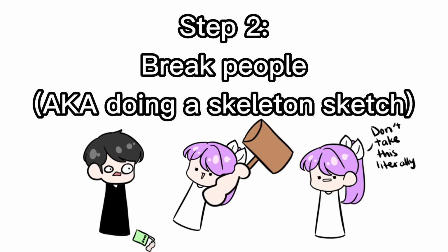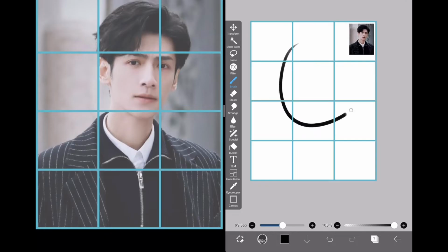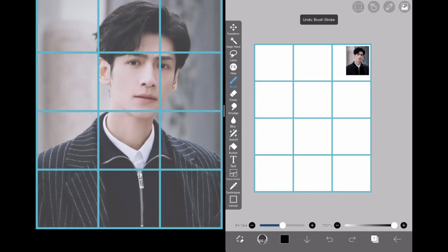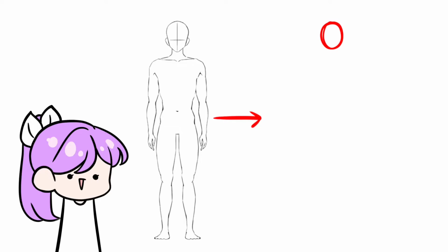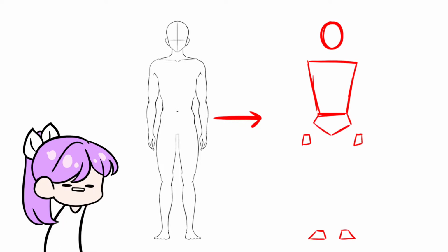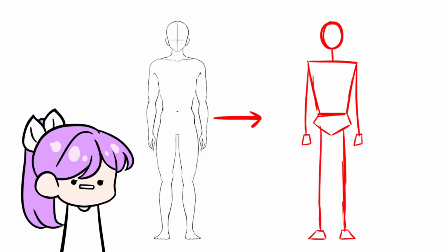The next step is to break things down into the most basic shapes possible. For example, the human body can be broken up into pretty basic shapes. The head is an oval, the torso area is a trapezoid, the hands and feet are also trapezoids, the pelvis area is like a pentagon shape, and the limbs and neck are sticks.